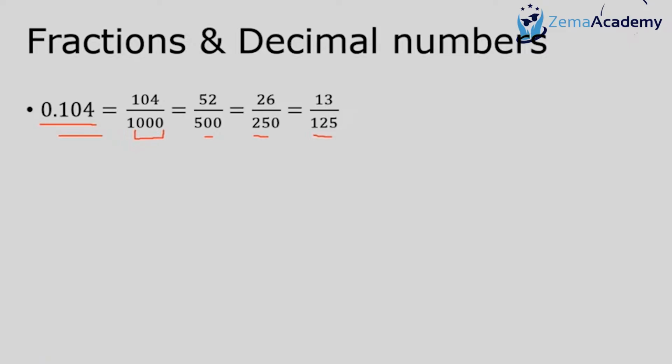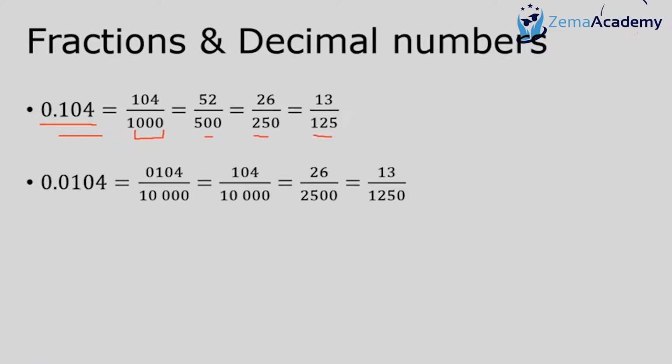But what about when we have zeros? Like this. So here's an example. We have 0.0104. Now, I'm going to use the same technique that I used in the version above. I'm going to count the decimal places. 1, 2, 3, 4. So I'm going to therefore write 0104, everything after that decimal point, which is divided by 10,000 with 4 zeros.